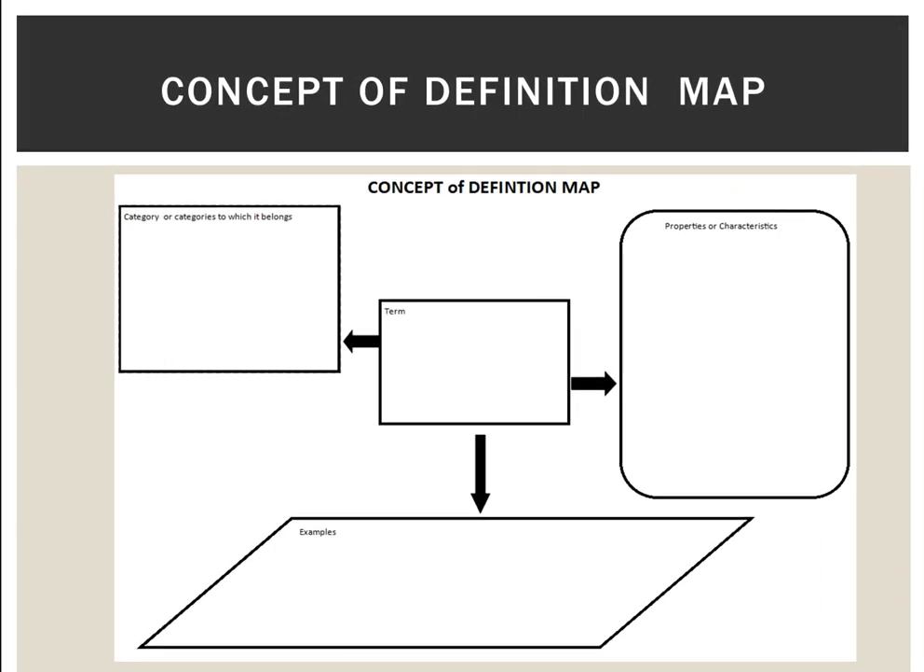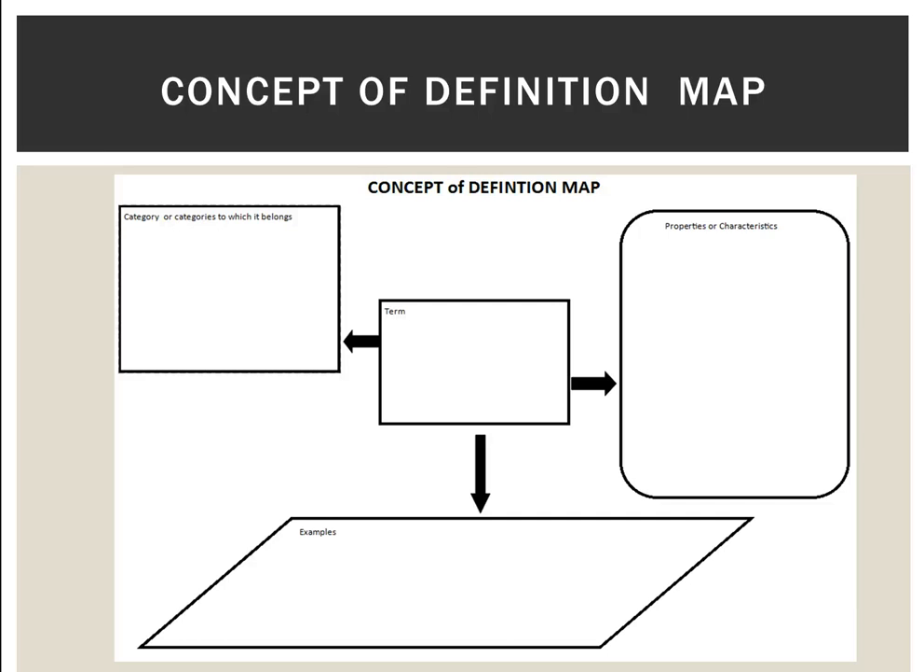So, concept or definition map. Don't forget all these sheets are actually in your study skills booklet. So this one again is a good thing for when you've actually got to learn a whole heap of information. So we've got in the middle you can see the term, and then you've got properties or characteristics of that term. Then you've got examples of it, and then you've got category or categories to which it belongs.